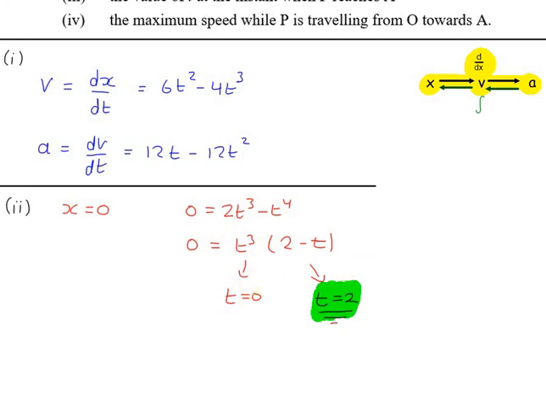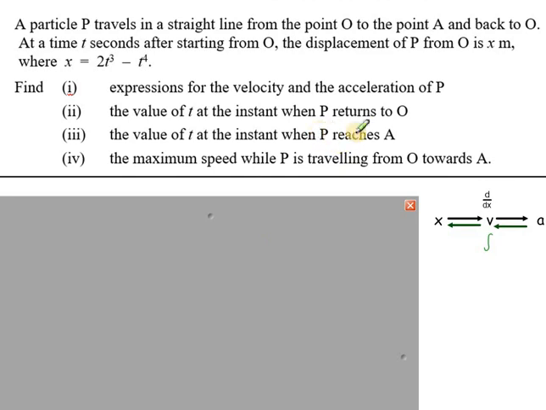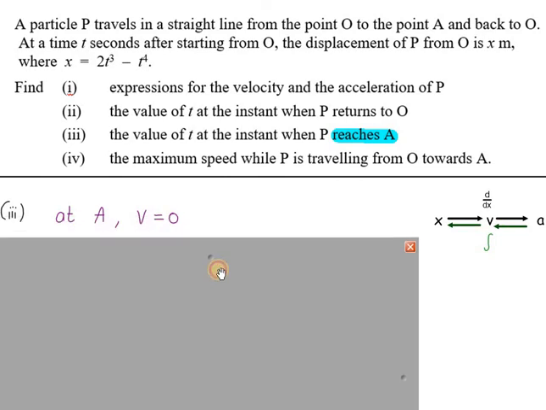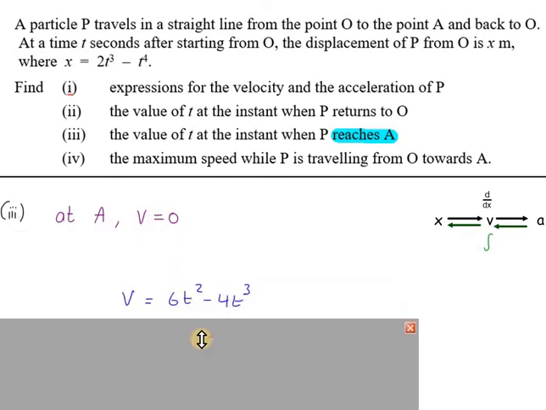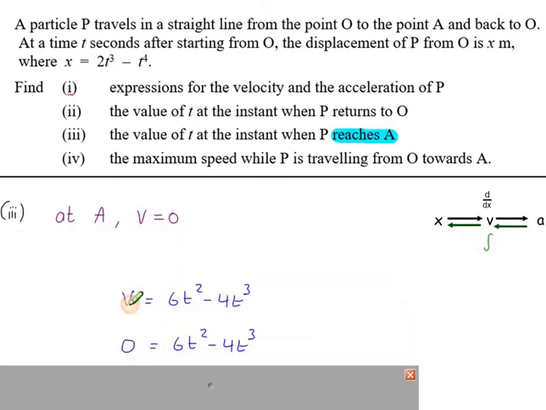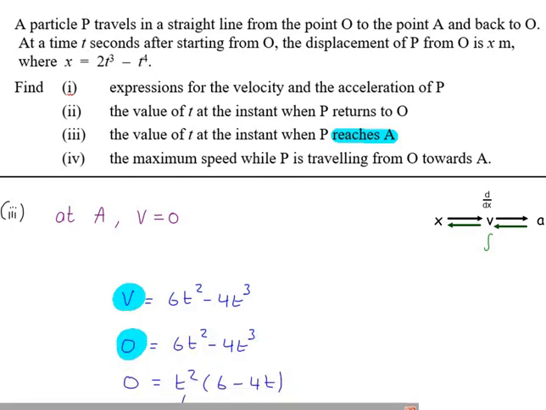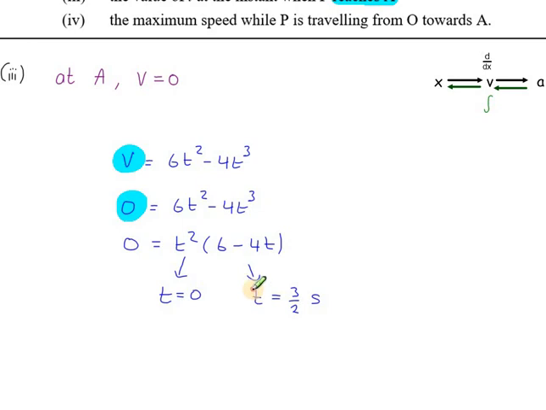This is the solution. When the particle reaches A, it comes to a stop, it changes direction, then goes back towards O, so at A its velocity is 0. So the velocity is 0, factorize and solve, and this is the value we're looking for.